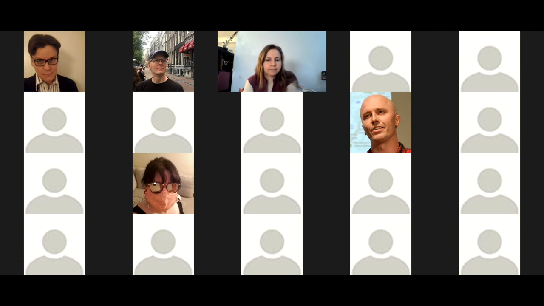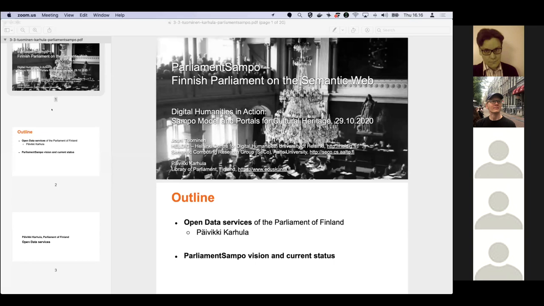But let's move on to the next presentation that's actually related to Law Sampo, in the sense that the legislation that we are publishing in Law Sampo are made in the Parliament of Finland, and we also have another Sampo project going on called Parliament Sampo, Finnish Parliament on the Semantic Web, and it will be presented by Jouni Tuominen from HELDIG and Aalto and Päivikki Karhula from Parliament of Finland.